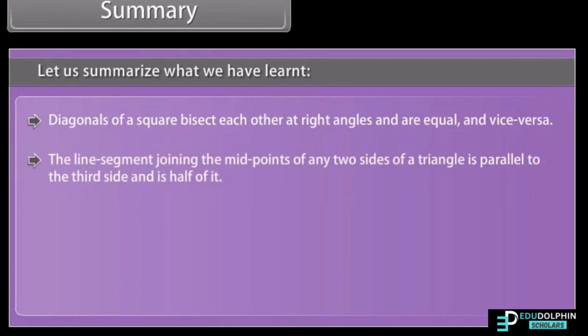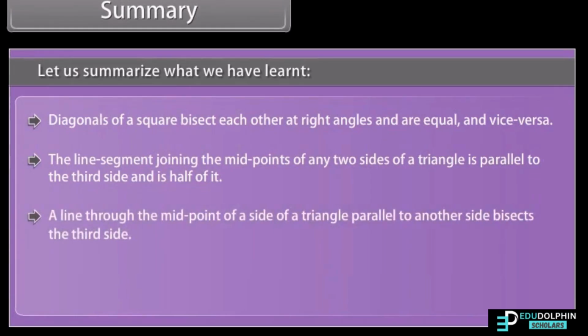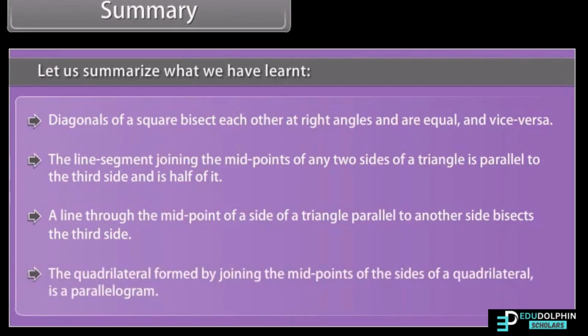The line segment joining the midpoints of any two sides of a triangle is parallel to the third side and is half of it. A line through the midpoint of a side of a triangle parallel to another side bisects the third side. The quadrilateral formed by joining the midpoints of the sides of a quadrilateral is a parallelogram.